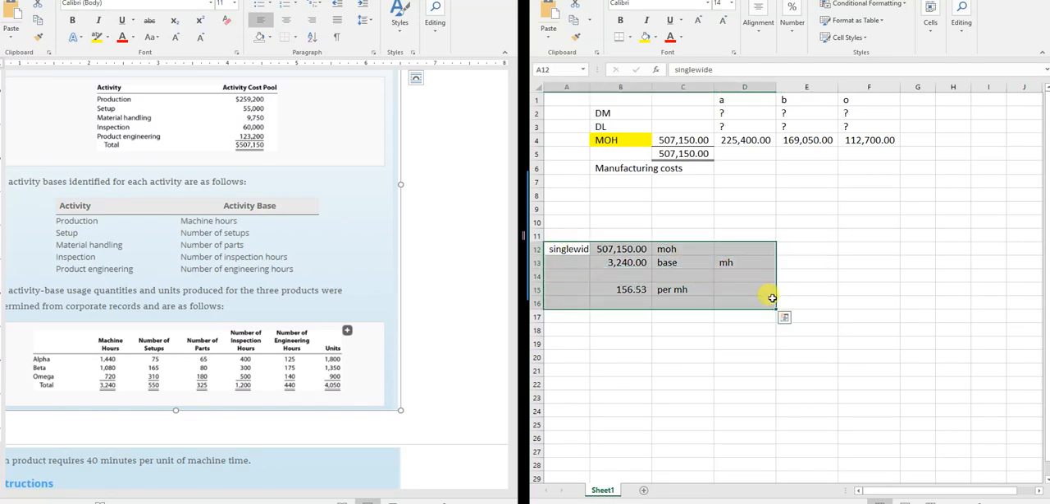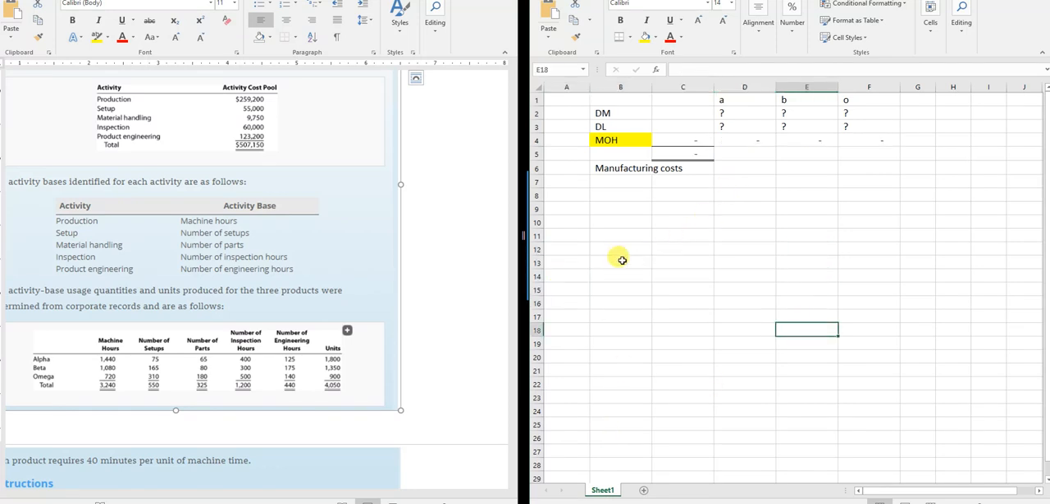So sometimes though I have overhead that is used differently. So for instance, if I have a supervisor, we may say, gee, I should allocate that supervisor salary. Let's go back to my pants and shirts.